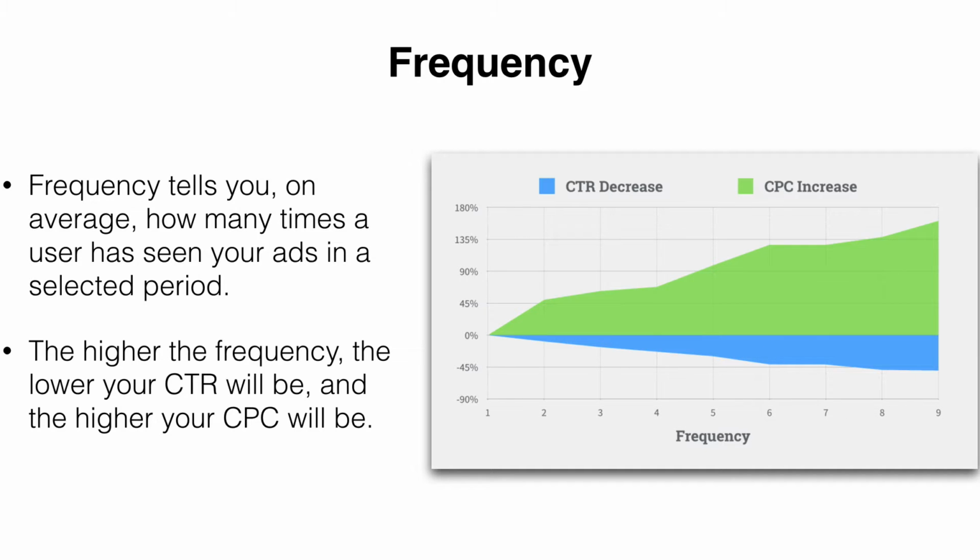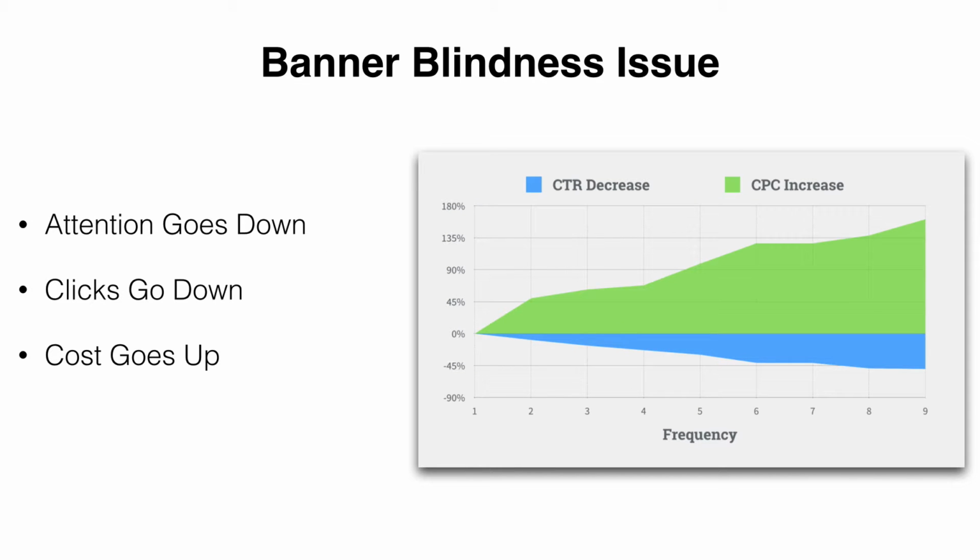So frequency tells you on average how many times a user has seen your ads in a specific period. So the higher the frequency, the lower what's called your click-through rate will be. That's the percentage of time somebody will click on your ad. And the lower your click-through rate is, the higher you're gonna pay per click, right? The more it's going to cost. So simply, the easy way to put it is your attention goes down on your ads, your clicks go down, right? And your cost goes up.